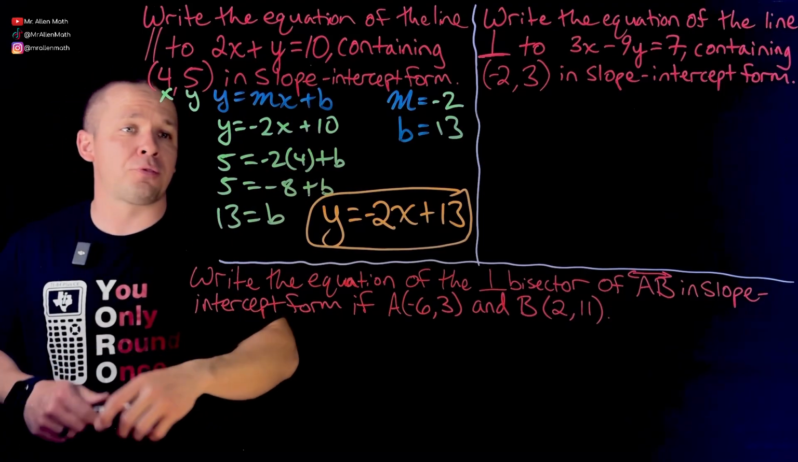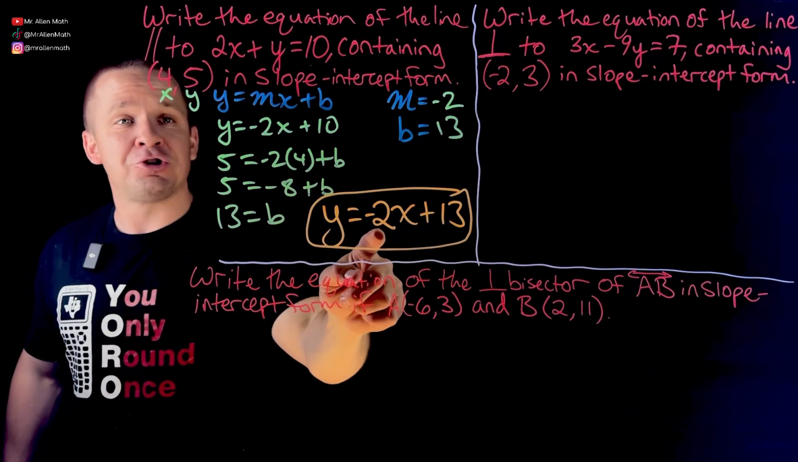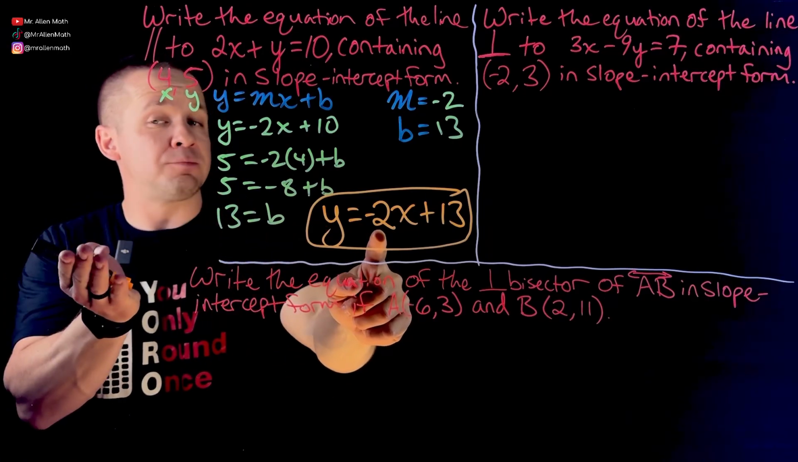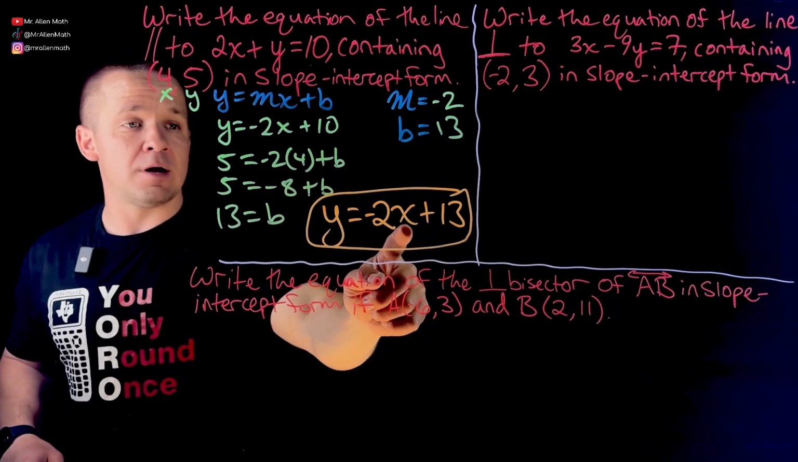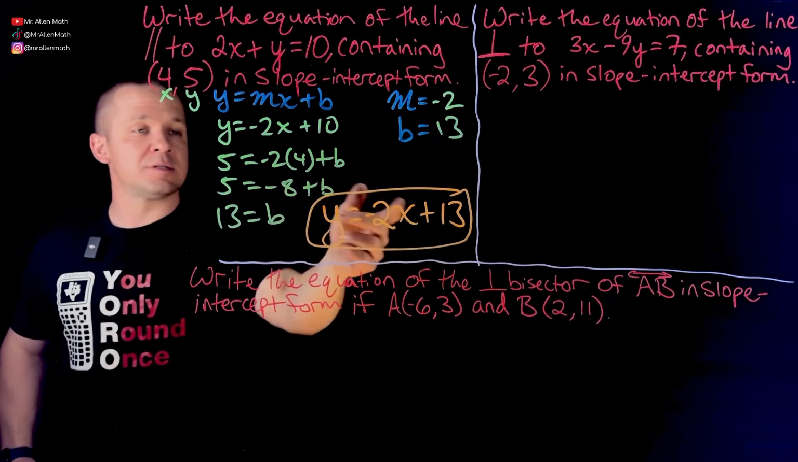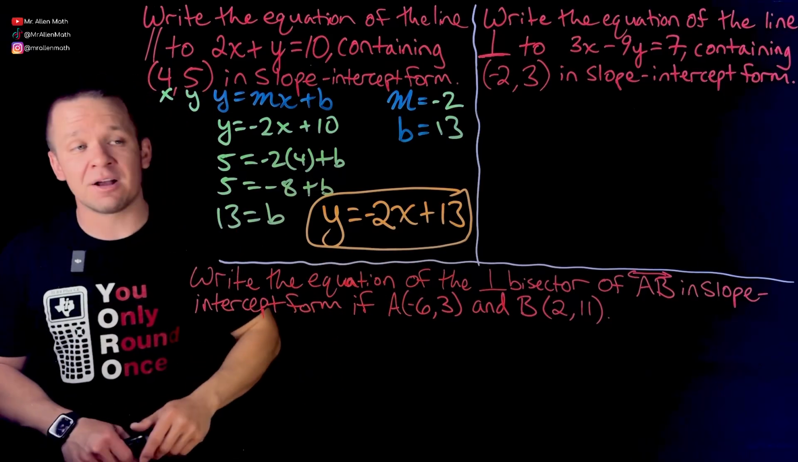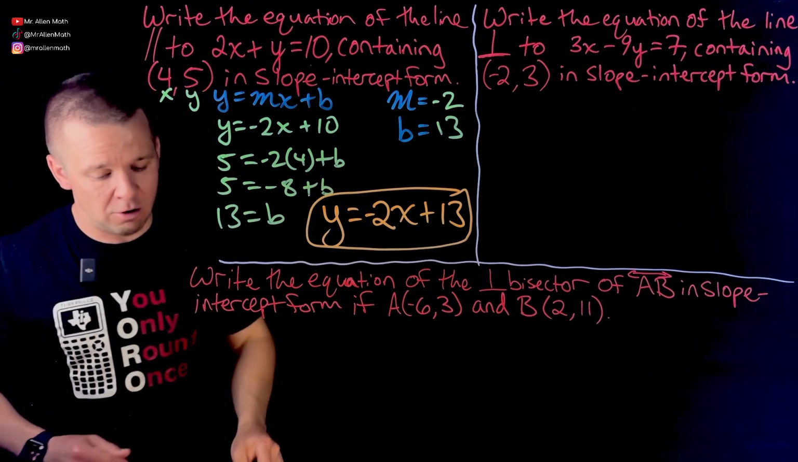In fact, if I were to throw in 4 for x, I should get 5 for y. Shouldn't I? It's a point that's on the line. If I plug in 4, I get negative 2 times 4 is negative 8, plus 13 is 5. I got 5 on it. All right, next one over here.